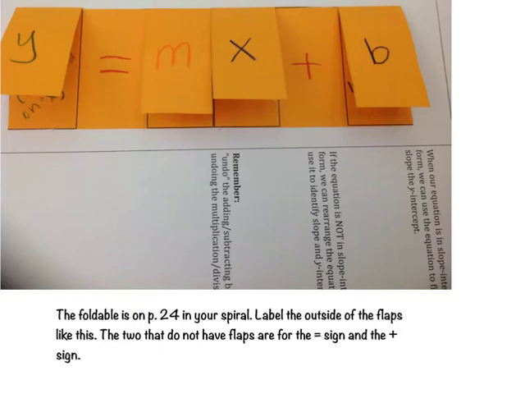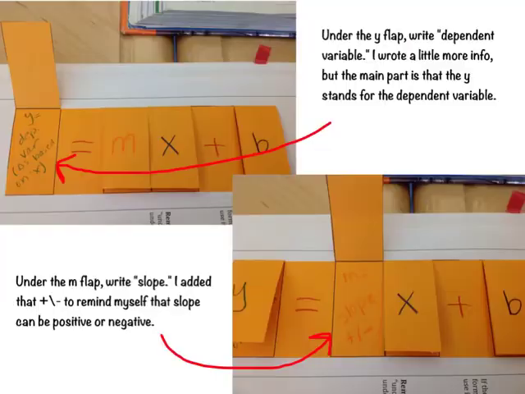This foldable is on page 24 in your spiral. You're going to label the outsides of the flaps like this. The two that do not have the flaps are for the equal sign and the plus sign. So one flap is a Y, one's an M, one's an X, and one's a B.